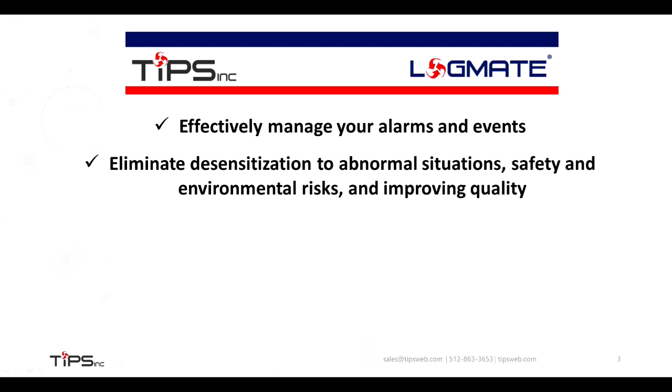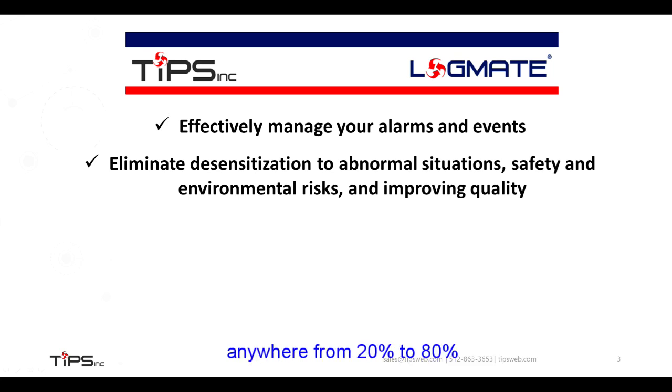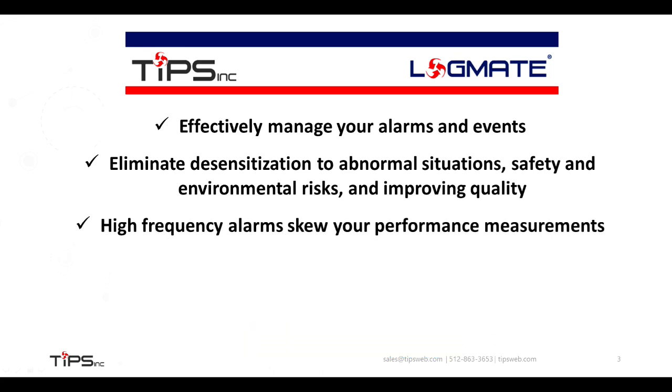ISA 18.2 Clause 16.4.5 defines frequent alarms as alarms that produce a large percentage of the total alarm system load, anywhere from 20% to 80%. High-frequency alarms skew your performance measurements.